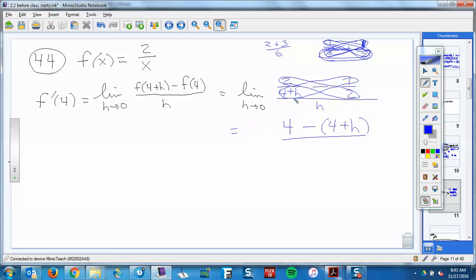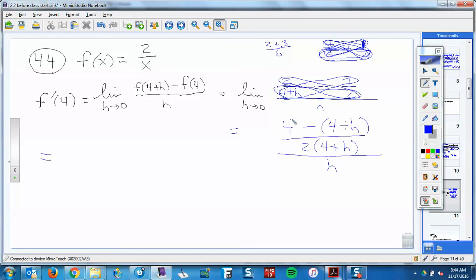And then what goes on the bottom? You circle the bottom. 2 times 4 plus h, which of course you can just do in your head. That's 8 plus 2h, whatever, right? That's what you do. Now don't forget there's an h underneath all that. Okay? All right, now what?